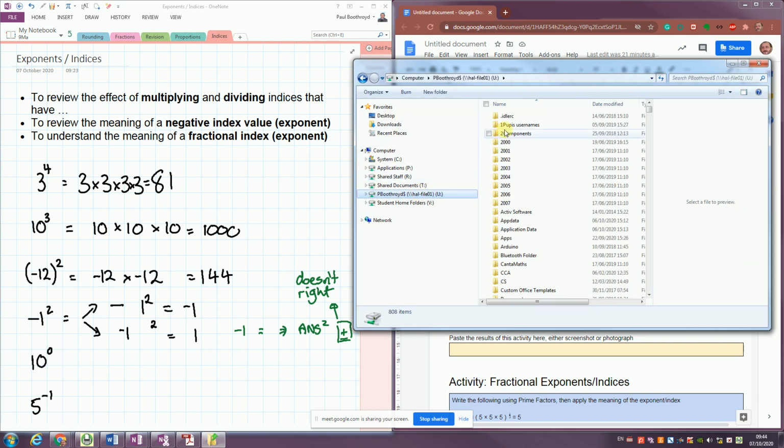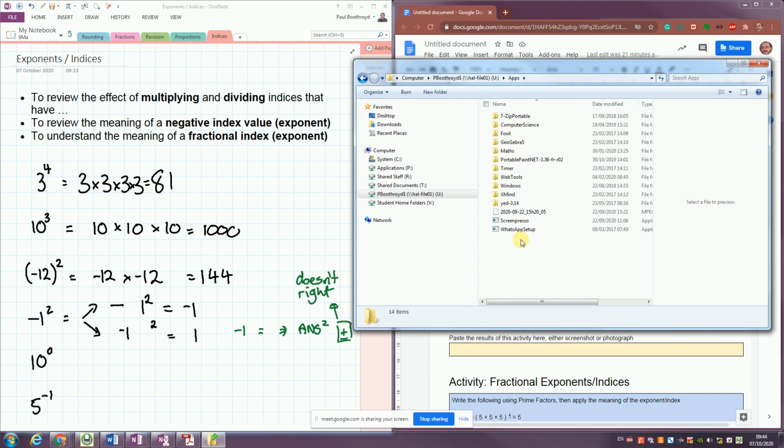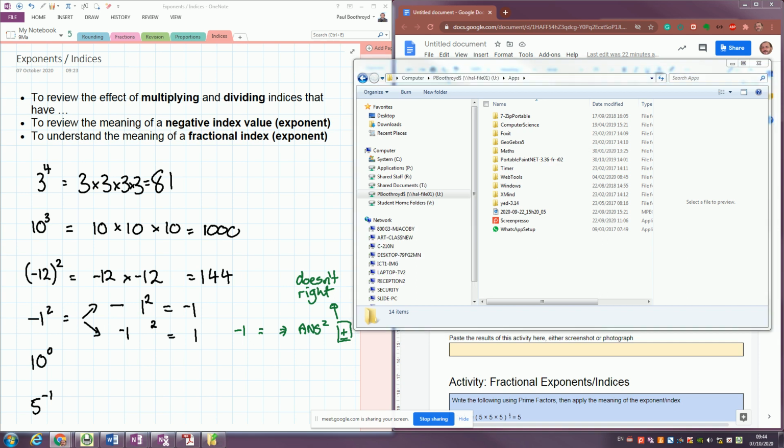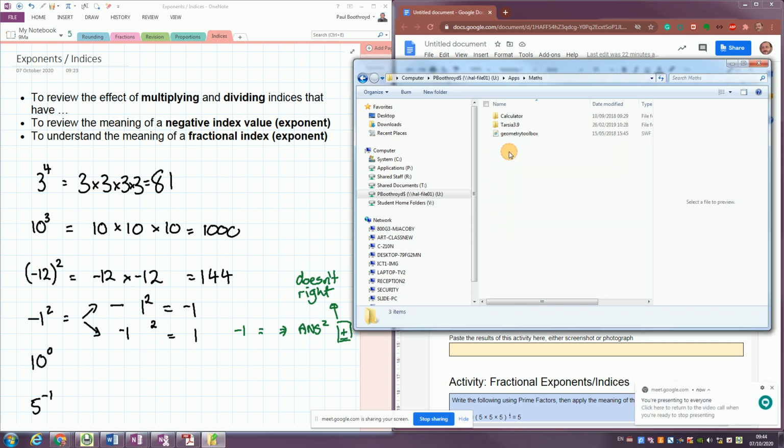Where's my calculator? Apps. Yeah? Anna's Wi-Fi is bad, so that's why she keeps leaving. Ionats keeps sneaking in. Okay, so hang on. Windows. I'm looking for my calculator. Maths calculator.